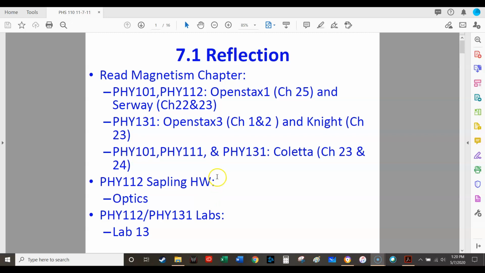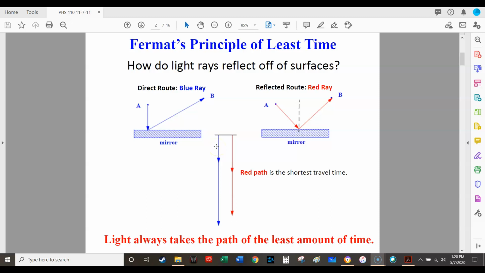So we're going to be talking about reflection of light, and we had talked about some elements of that when we were talking about the nature of light in the last lecture, 7.0. The first thing that we need to talk about is how the rays of light are traveling during the reflection process. So that's Fermat's principle of least time. When light rays are reflecting off of surfaces, it's important to note that if the light ray did take this hypothetical path, this is not true, this is fake.